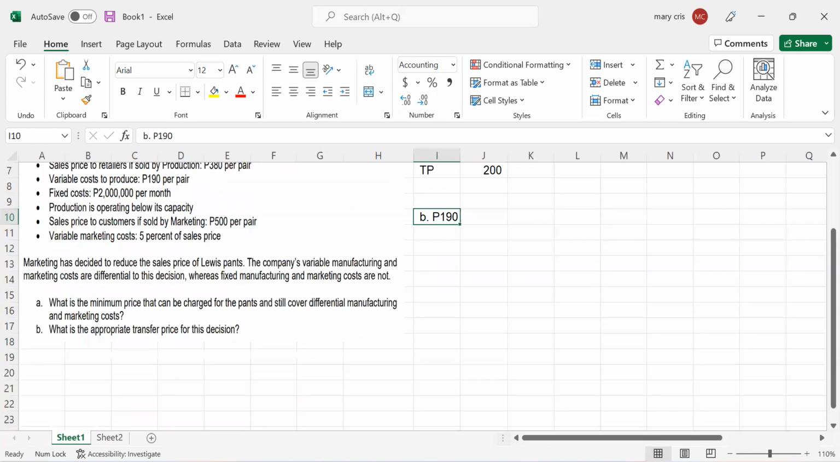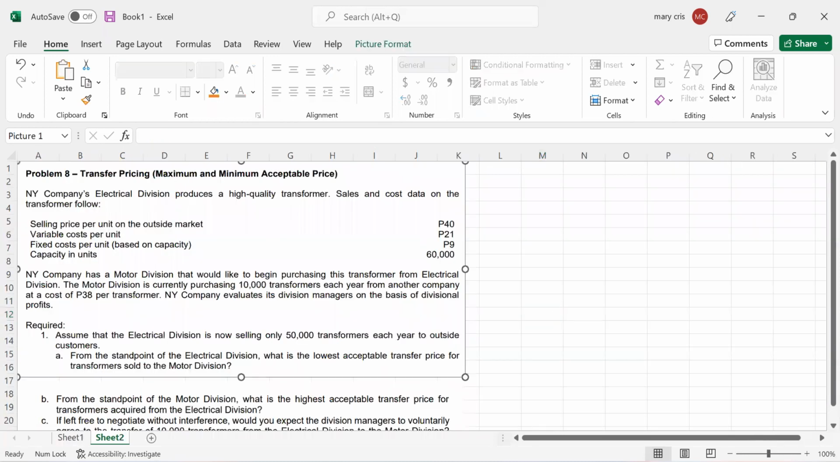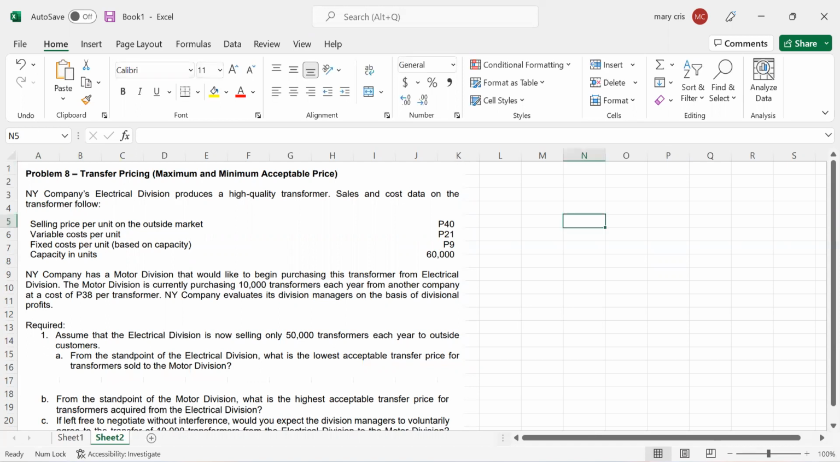Okay, so proceed tayo sa next na problem. So ito problem 8. So for problem 8, si NY, ito naman, this is a problem still related to transfer pricing, determining the maximum and the minimum acceptable price. So NY Company's electrical division produces a high quality transformer. Sales and cost data on the transformer follow.